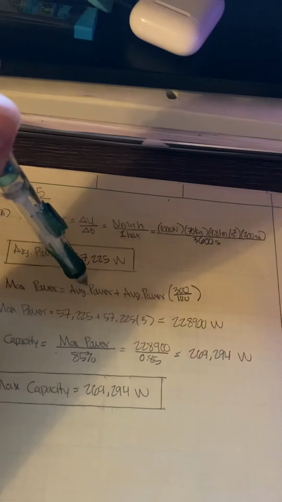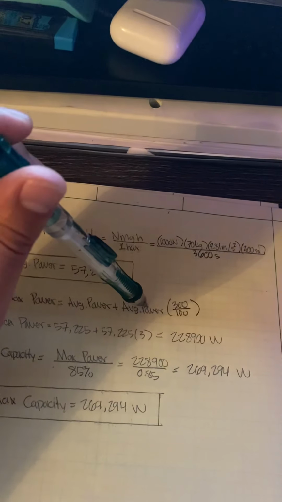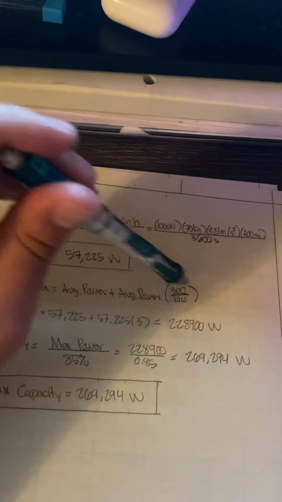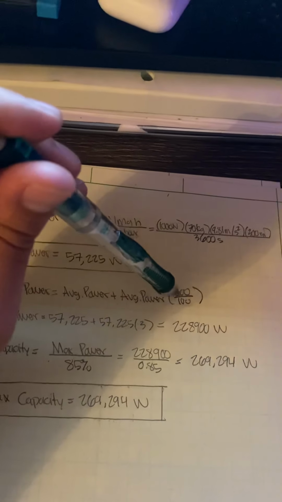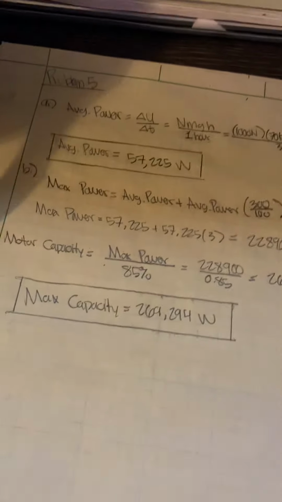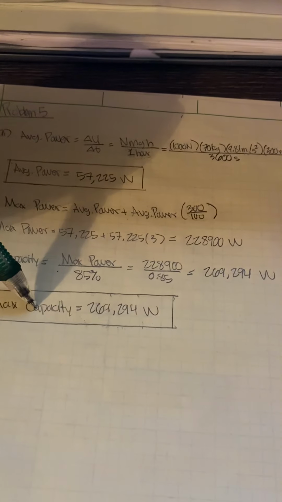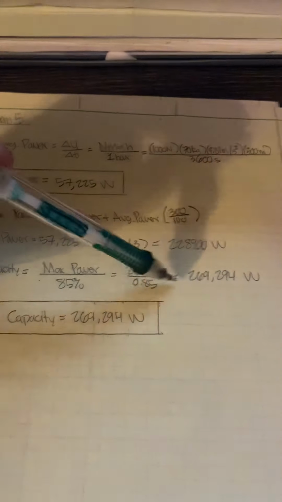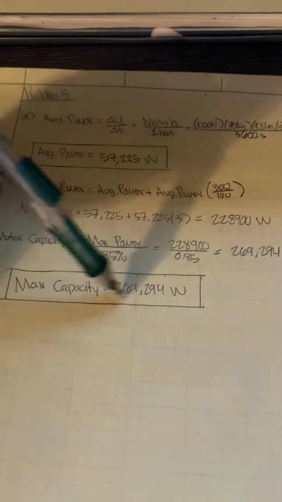And then the other one wants us to find the max power, which will be the average power plus the average power if the 30% overload is to be allowed. So that's what this is right here. So we get the average power, and then this one we times by 3 just because this simplifies to 3, and this is what we're given right here. And then that's for the max power. And then the motor capacity is the max power over the mechanical efficiency, which is given to us, which is 85%. Solve for it, and we get 269,294 watts.